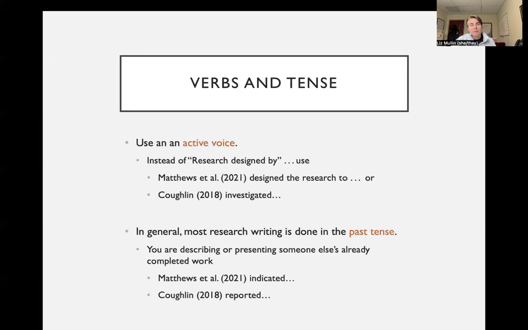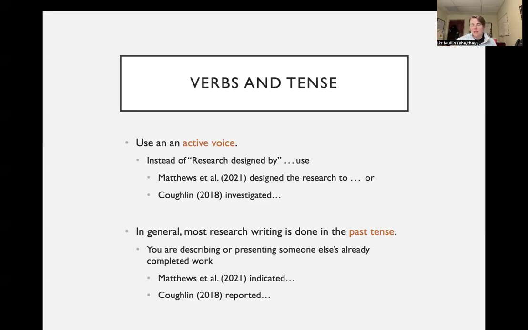Couple of other things to think about. You really want to work on an active voice. So instead of saying "research was designed by," you could say "Matthews et al. (2021) designed." The way I would actually read that aloud, because I'm not going to read the parentheses aloud, is "Matthews et al. designed the research." And so it's a really direct sentence. Instead of saying it was done by somebody, you want to say, here's what they did.